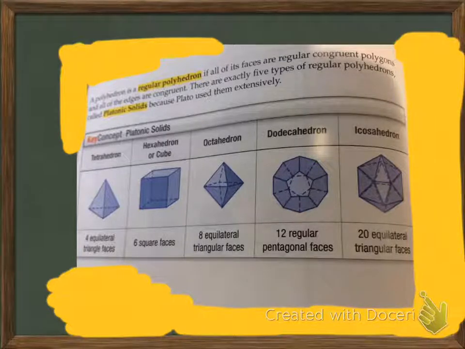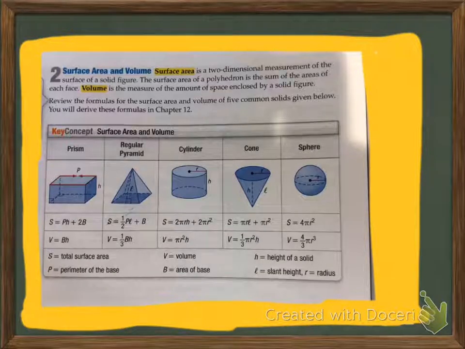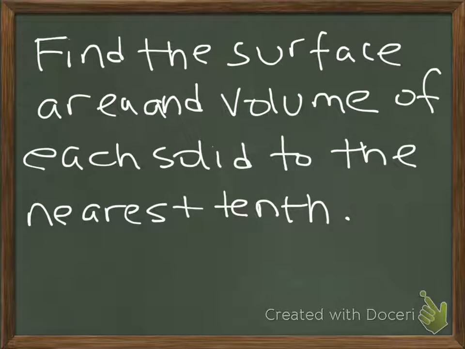And basically what makes all these Platonic solids stand out is they are regular polyhedrons, which means that all of their edges are congruent and all of their parts basically are congruent. So that's why we call them regular. But we're going to focus more on just the surface area of prisms and pyramids, and then sometimes some of these ones that are not polyhedrons, like cylinders, cones, and spheres, but are solids. So we're going to find the surface area and volume of each solid to the nearest tenth.